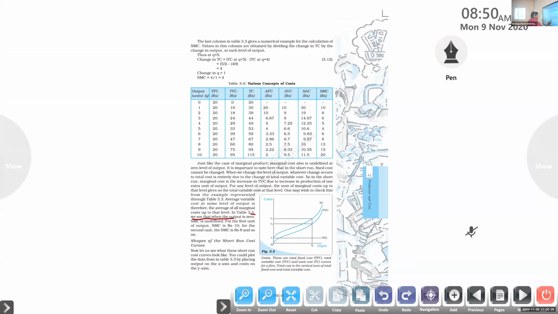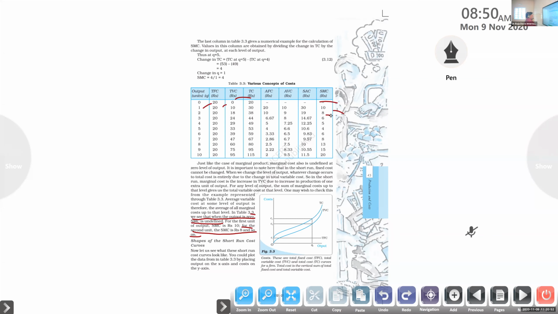Next, we are going to discuss table number 3.3. We see that when the output is 0, SMC is undefined. With the 0 value we are unable to find out SMC. For the first unit of output, SMC is rupees 10. So one unit is increased, so it is 10 here. For the second unit, SMC is 8 and so on.